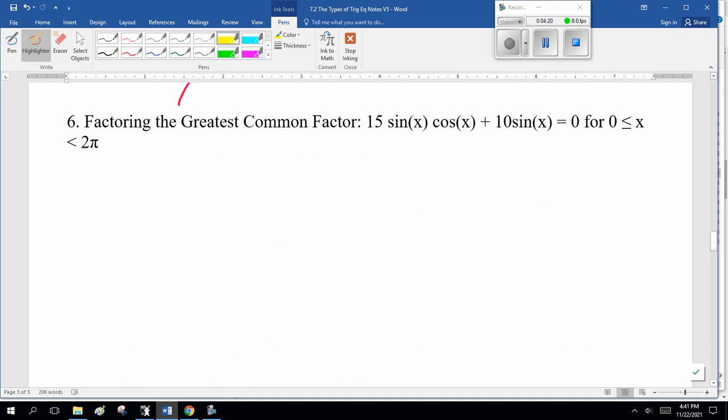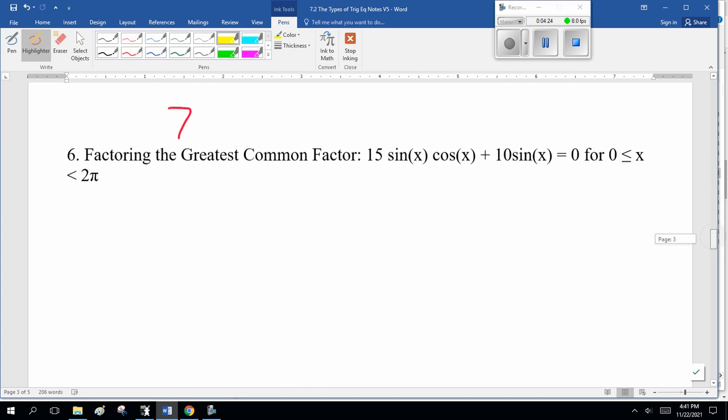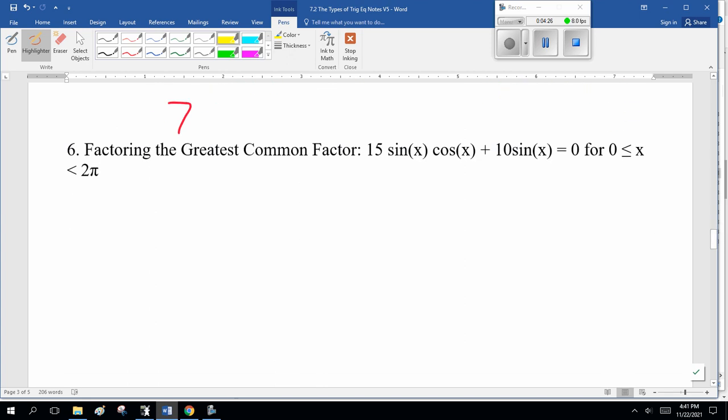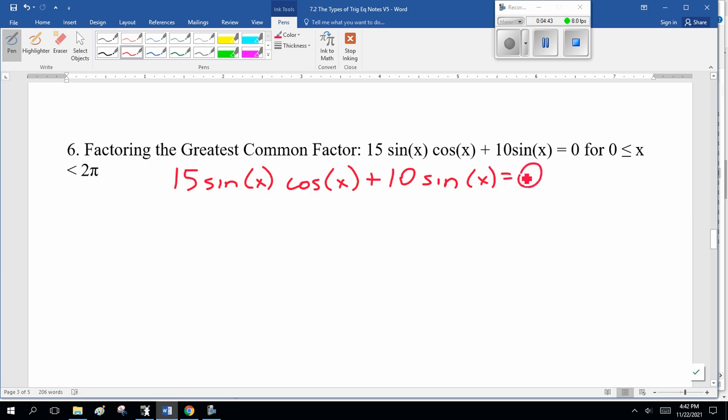Now, factoring the greatest common factor, something you have to be able to do. There's no particular trick to this. It's just something you have to be able to do. So, 15 sine of x cos of x plus 10 sine of x equals 0.